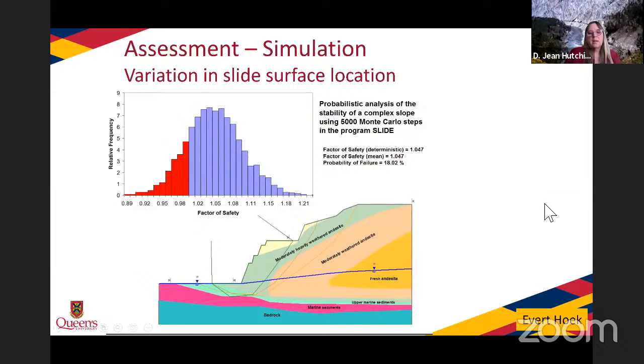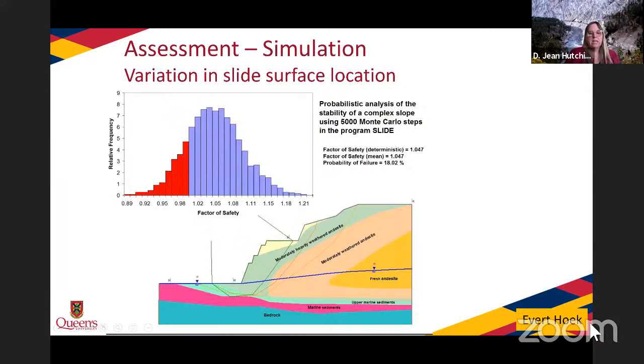So a simplified example here from Dr. Hook of a potential landslide. You can see the geological conditions in this cross section, and you can see the results of modeling. So in this case, a probabilistic analysis where a factor of safety of just over 1 was determined and a probability of failure of about 18%.